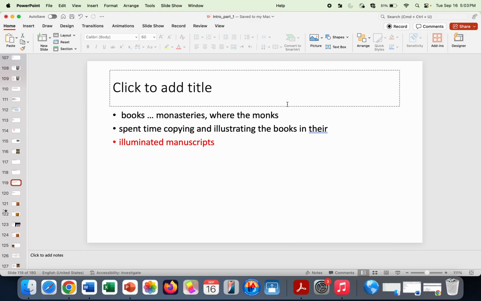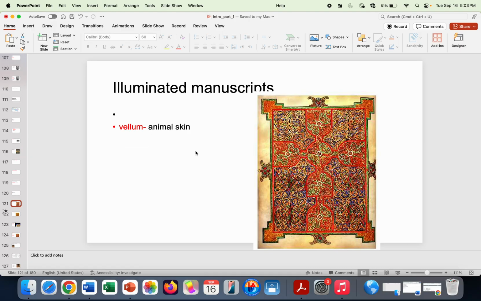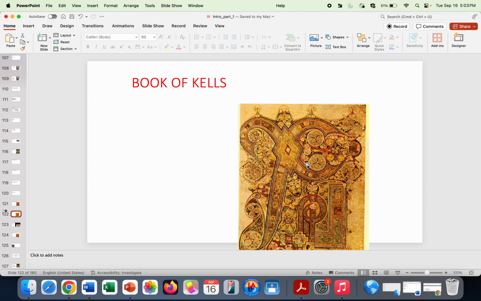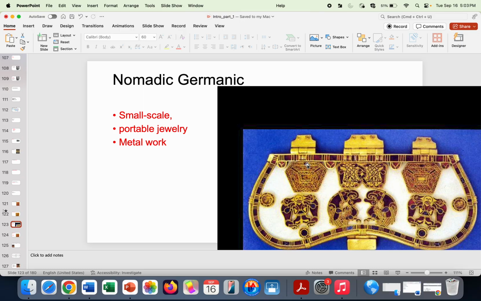But now to the medieval period, things kind of slow down. You have illuminated manuscripts, that's books with art on them. This is an illuminated manuscript. They're real big on materials. That's an animal skin called vellum. Another, the Book of Kells here, it's a book that is decorated.